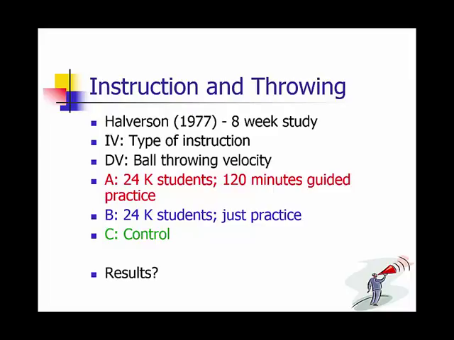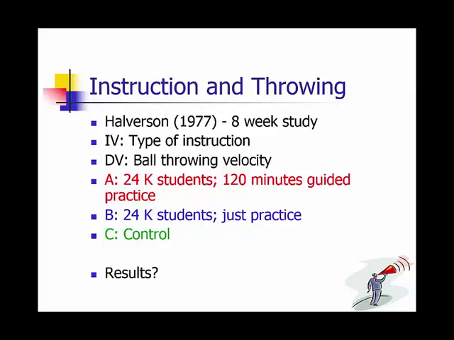A second group of 24 kindergarten students received the same movement program but no instruction. So they were just given the time to practice the skill without any instruction. So you can obviously see the big difference between those two groups being whether instruction took place or not. A third group received neither. So they were the control group, they didn't get any instruction, they didn't get to throw the ball.